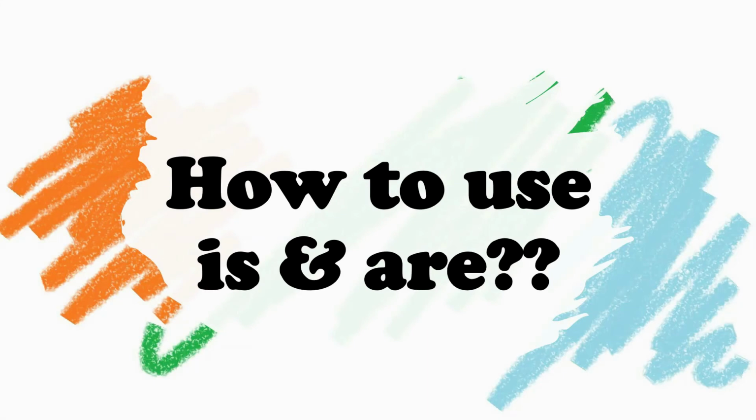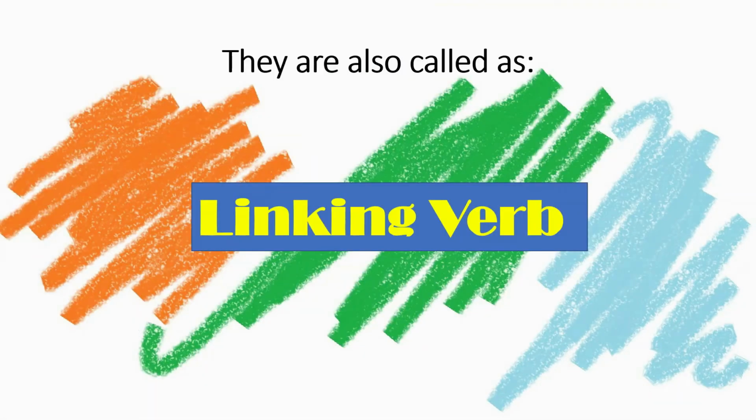Everyone. Today we are going to learn about how to use is and are. But the first question is, what is and are? So is and are is also called a linking verb. So what is a linking verb? A linking verb is a verb which connects the subject of a sentence with a word that gives information about the subject.